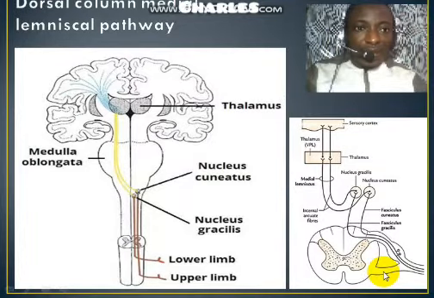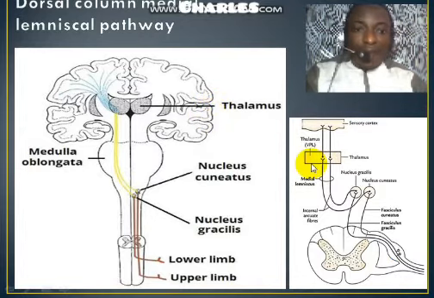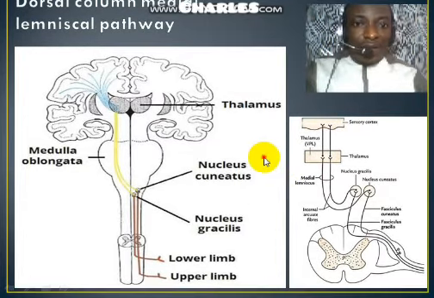We shall now look at the dorsal column medial lemniscal system in detail. All right. This diagram summarizes the dorsal column-medial lemniscal pathway. We shall look at that in detail going forward.